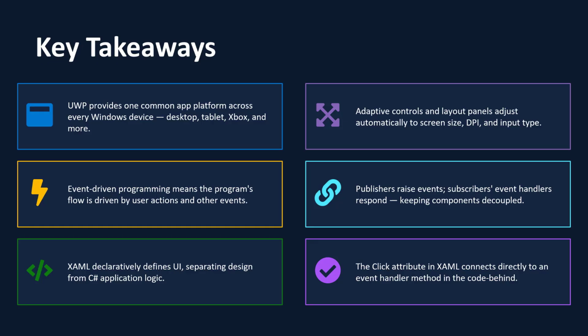So let's recap what we've learned in this lesson. First, UWP provides one common app platform across every Windows device, desktop, tablet, Xbox, and more, built around a shared set of core APIs. Adaptive controls and layout panels adjust automatically to screen size, DPI, and input type, so the same UI code works across very different devices. Event-driven programming means your program's flow is driven by events, user actions, sensor data, or messages, rather than a single fixed sequence.